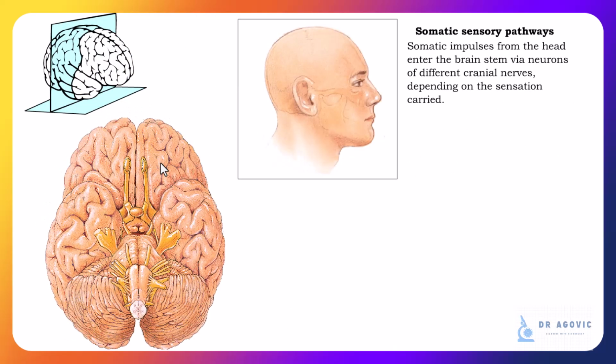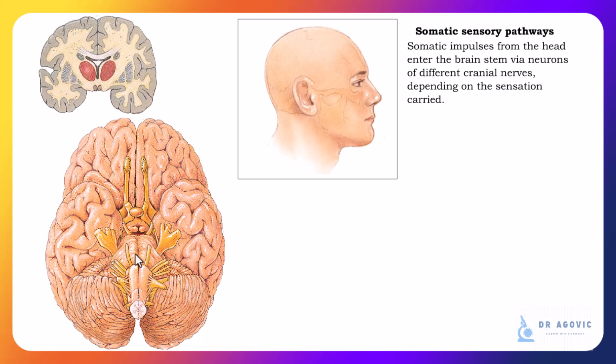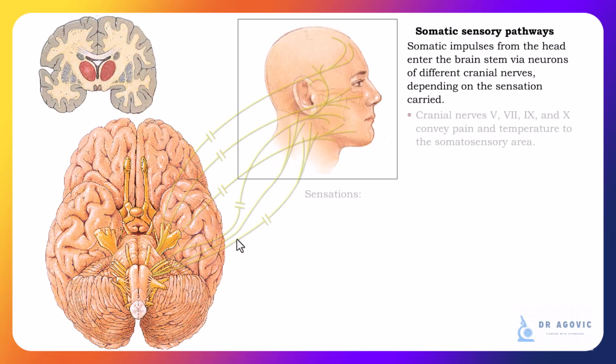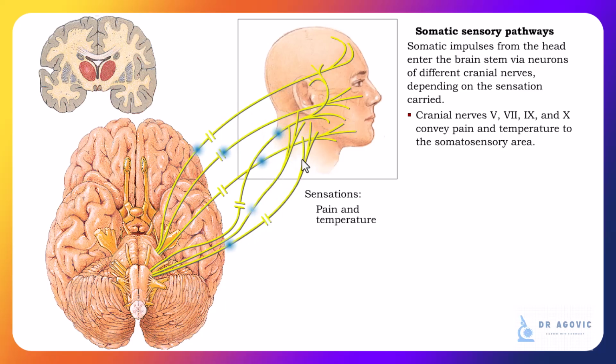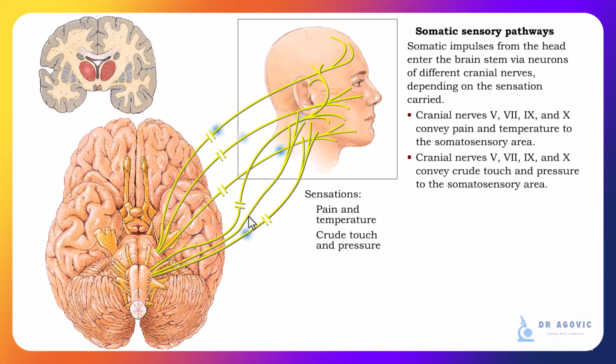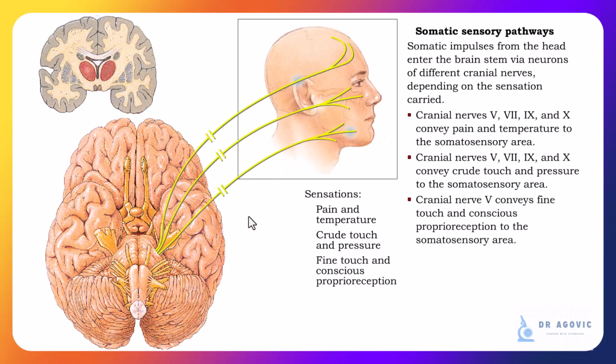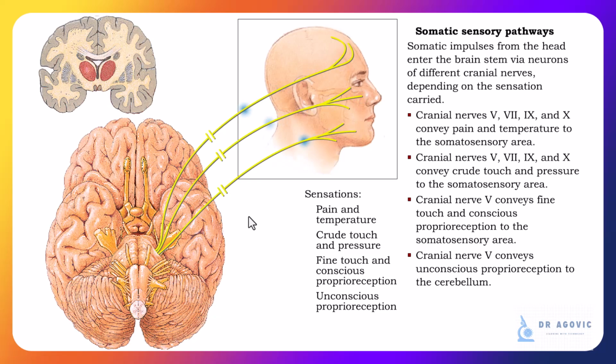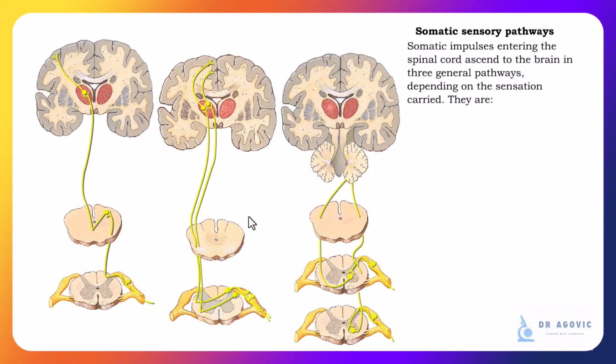Somatic impulses from the head enter the brainstem via neurons of different cranial nerves depending on the sensation carried. Cranial nerves 5, 7, 9, and 10 convey pain and temperature to the somatosensory area. These same cranial nerves also convey crude touch and pressure to the somatosensory area. Cranial nerve 5 conveys touch and conscious proprioception to the somatosensory area. Cranial nerve 5 conveys unconscious proprioception to the cerebellum.